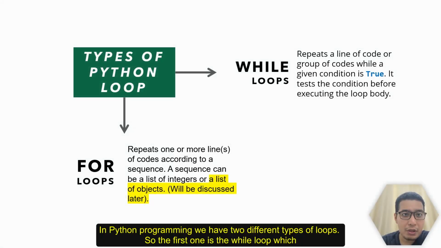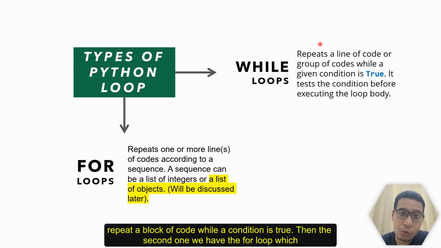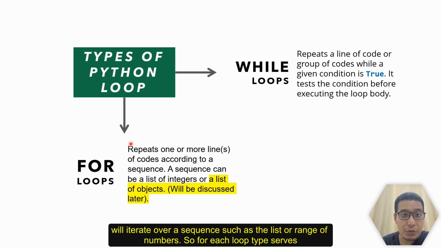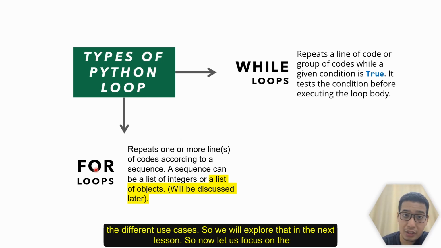In Python programming, we have two different types of loops. The first one is the while loop, which repeats a block of code while a condition is true. The second one is the for loop, which will iterate over a sequence, such as a list or range of numbers. Each loop type serves different use cases. We will explore that in the next lesson.